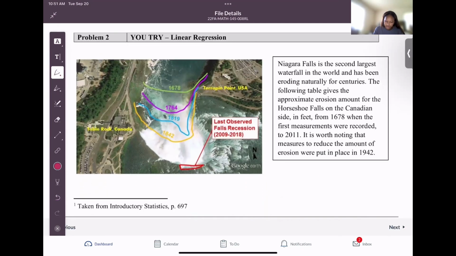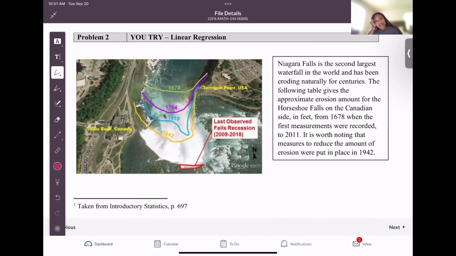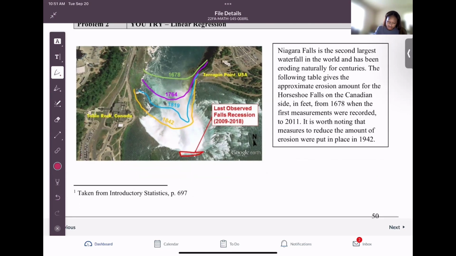Problem number 2 has a little picture. It says Niagara Falls is the 2nd largest waterfall in the world and has been eroding naturally for centuries. The following table gives the approximate erosion amount for the Horseshoe Falls on the Canadian side in feet from 1678, when the first measurements were recorded, to 2011. It is worth noting that measures to reduce the amount of erosion were put into place in 1942. So it was eroding naturally until 1942, and in 1942, they tried to slow it down. So at some point, the data should change a little bit.